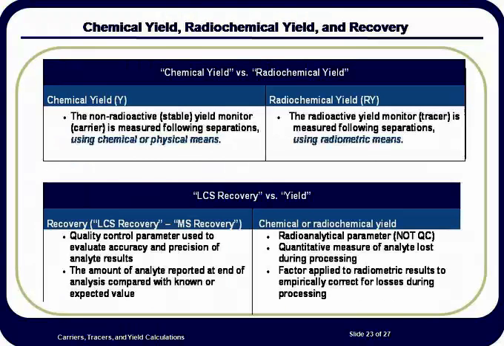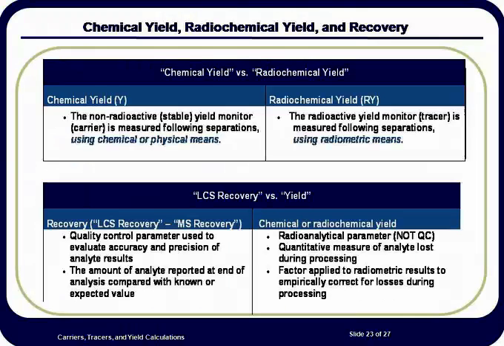The table on this slide is a review of what we have already discussed about chemical and radiochemical yield. Another term is introduced here that we have not yet discussed. That is recovery. Recovery refers to a quality control parameter related to the laboratory control sample, LCS, or matrix spike sample, MS.